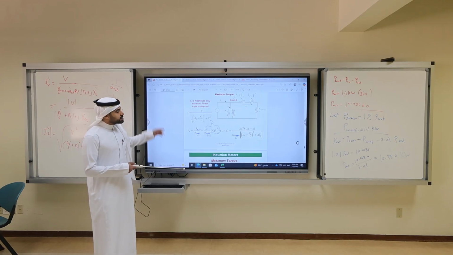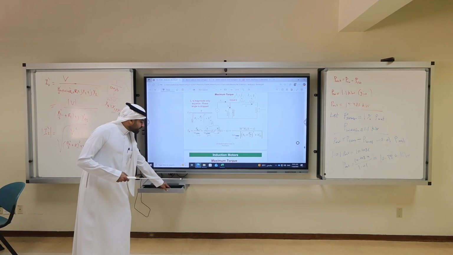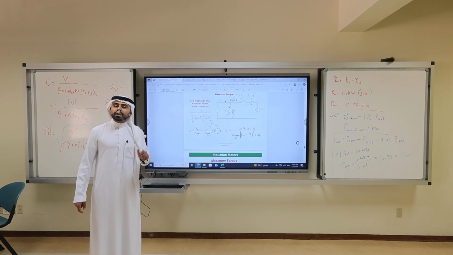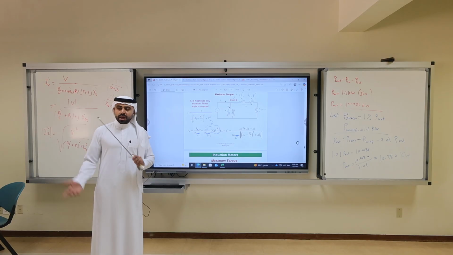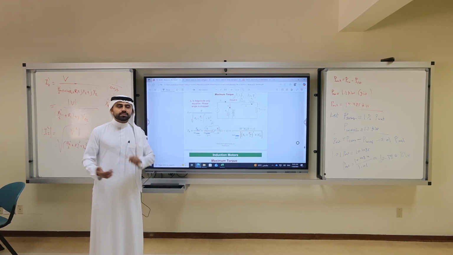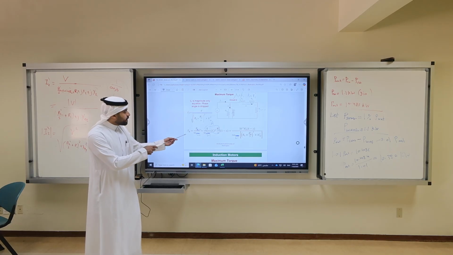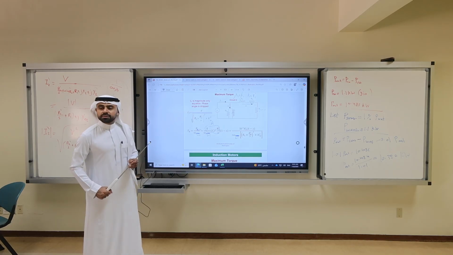Now here I lost the track, so let's fix the formulas as we go. So this is omega M. What is omega M? The angular, actual, mechanical shaft speed. Okay, now it makes sense because if I change the speed, I'll change the torque.